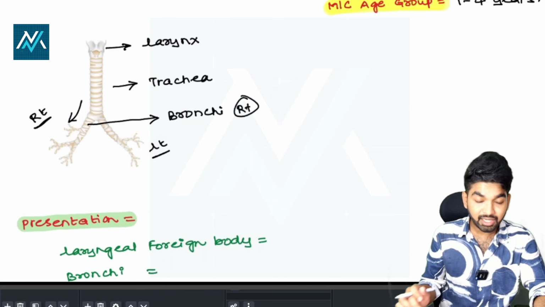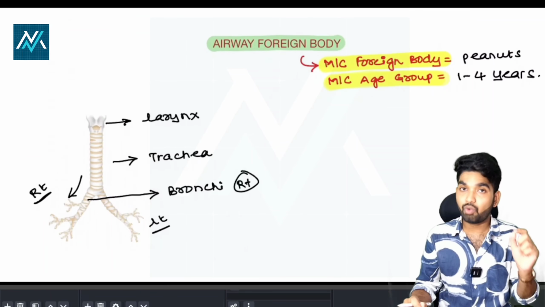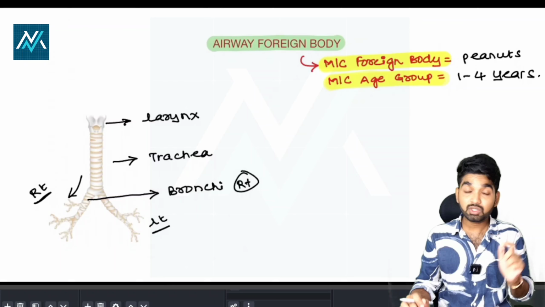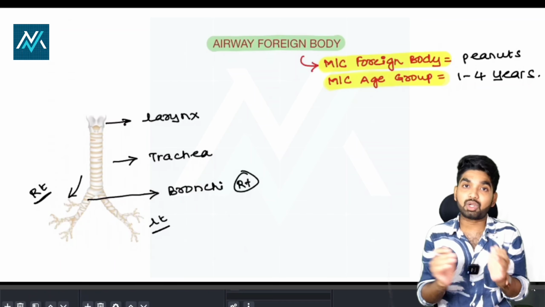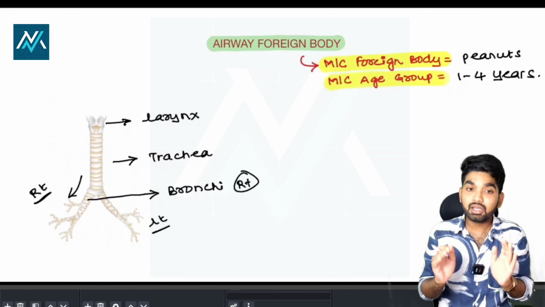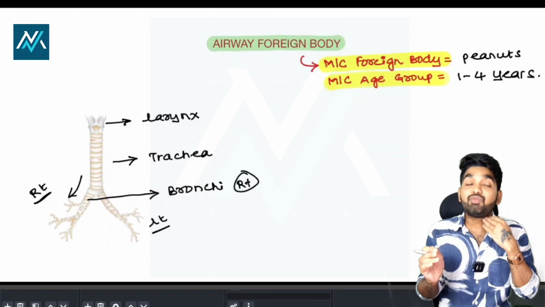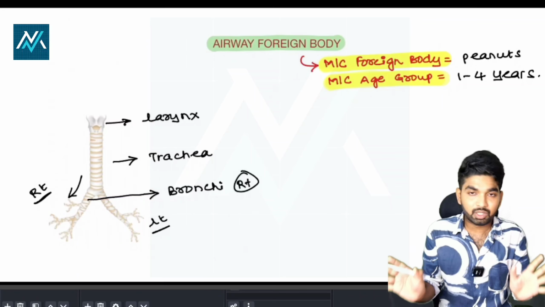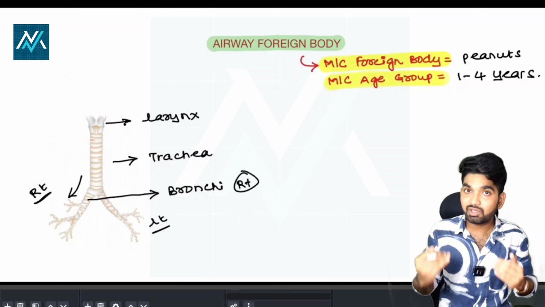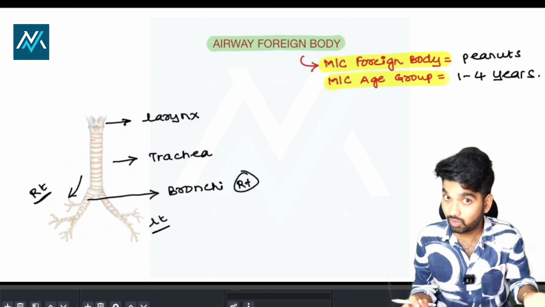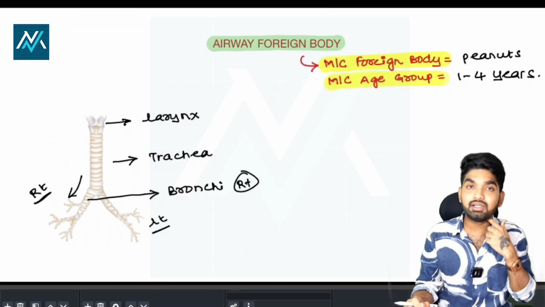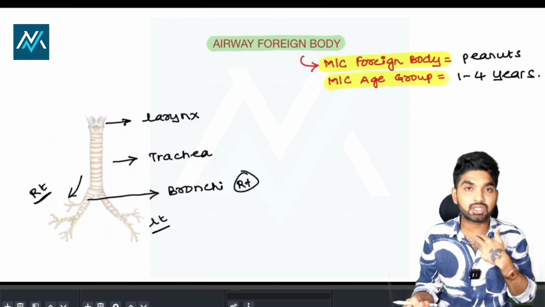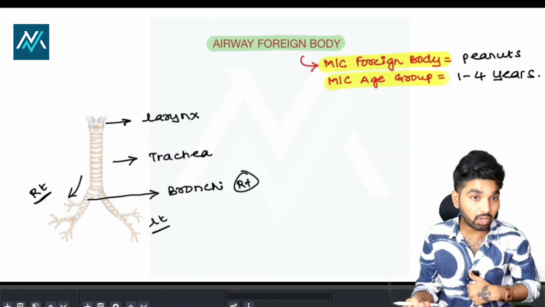Now again I am telling you, the most common foreign body is the peanut. The most common age group is 1 to 4 years, that is children. Clear? Now the foreign body, whatever it may be, a peanut or a coin, can get stuck at 3 different levels in the airways. Number 1, it can get stuck in the larynx. Number 2, in the trachea. Number 3, in the bronchi.